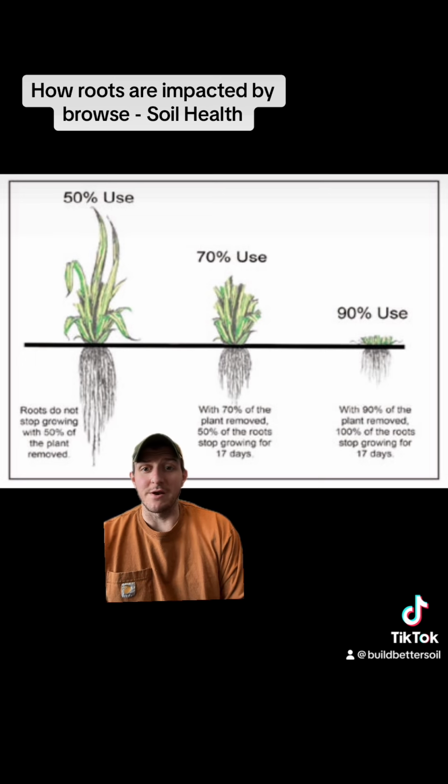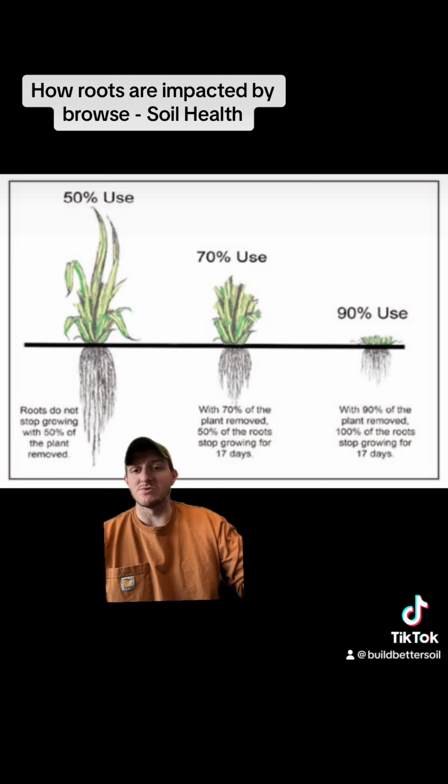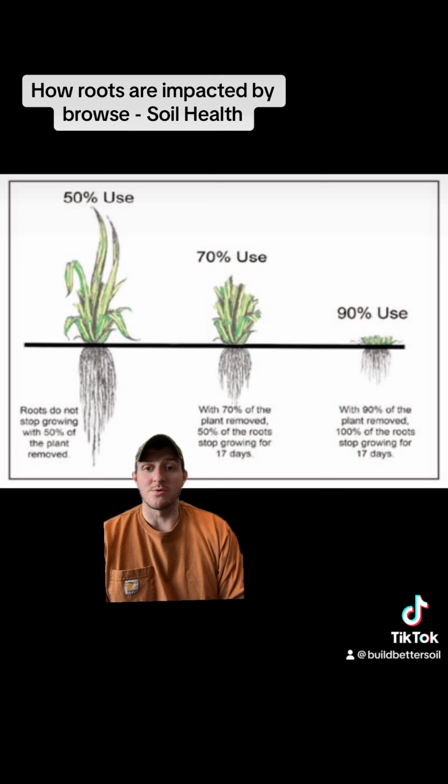That's why we talk so much about exclusion fences and measuring your browsability and or browse removed in your food plot system. But this also goes into your gardens or anything else that wildlife could remove, and or if you're doing rotational grazing with livestock.